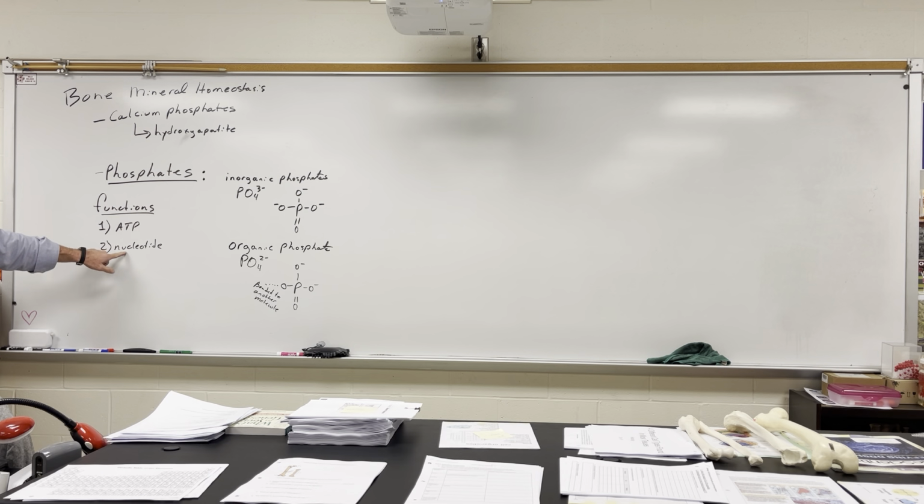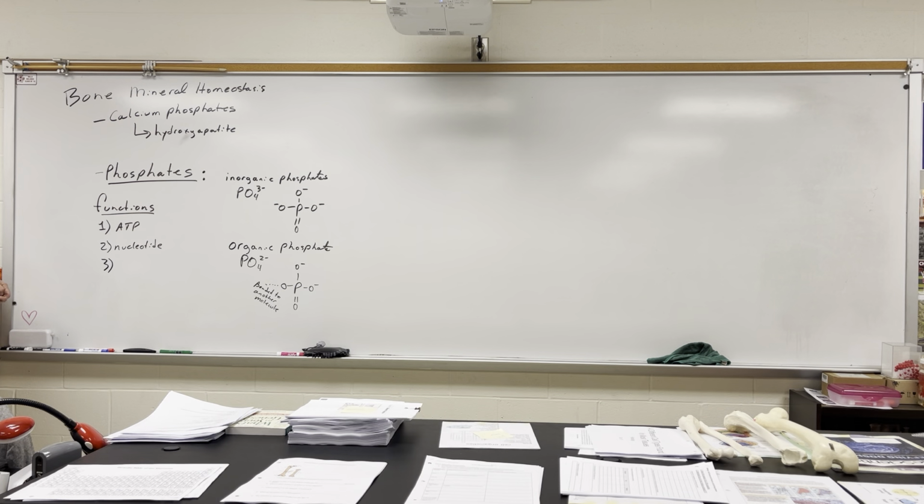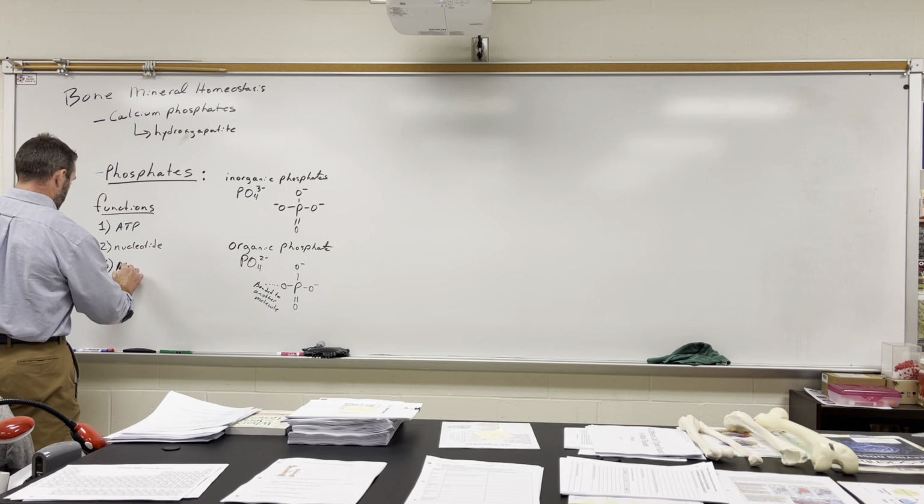Nucleotides can be found in DNA, so genetic or genes. Then nucleotides are also found in RNA, and RNA is a copy of DNA to make a protein. So we can also see phosphates present in protein synthesis or carrying out gene expression. Now, the last thing I'll tell you about phosphates that we also see is these phosphates are alkaline substances.